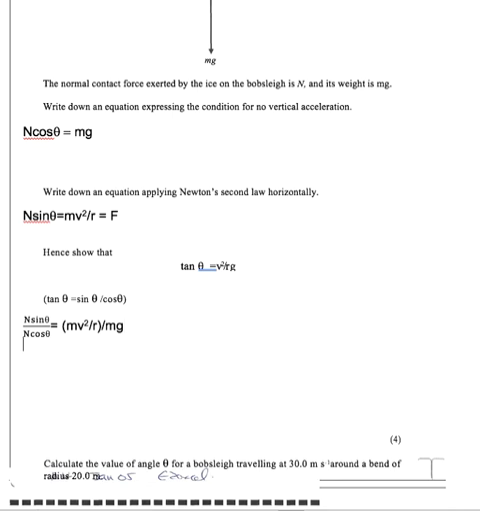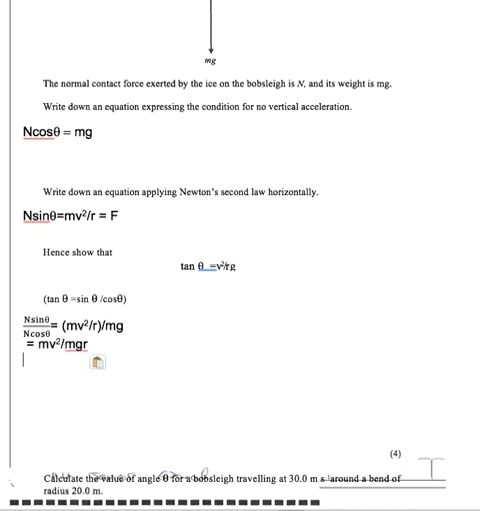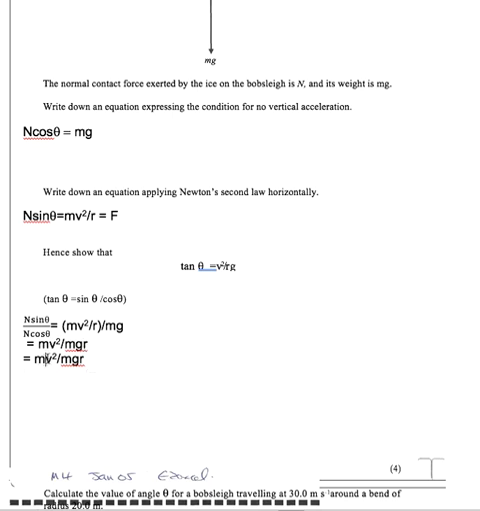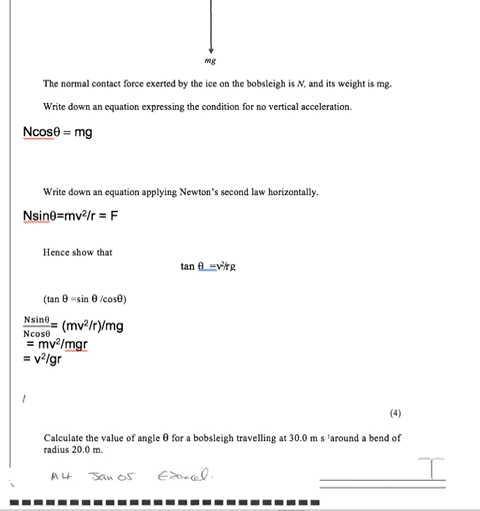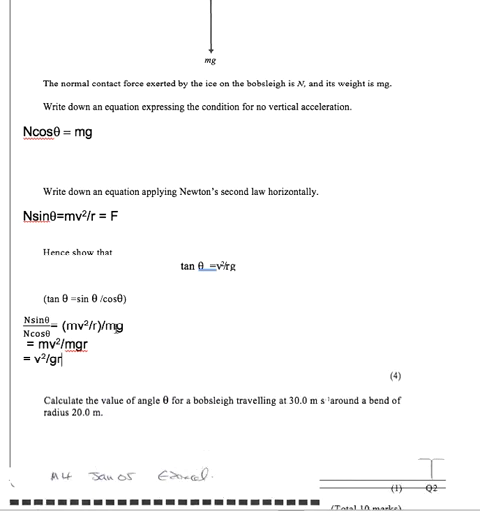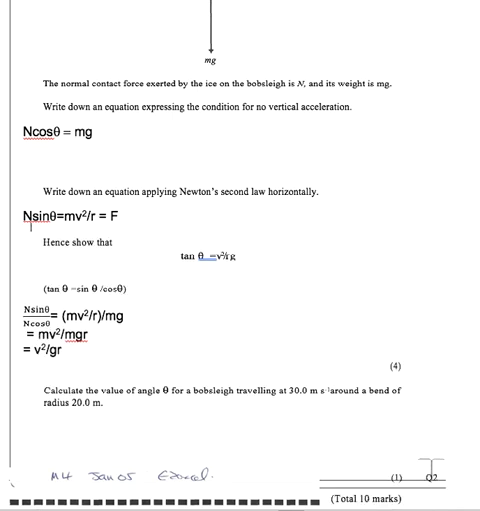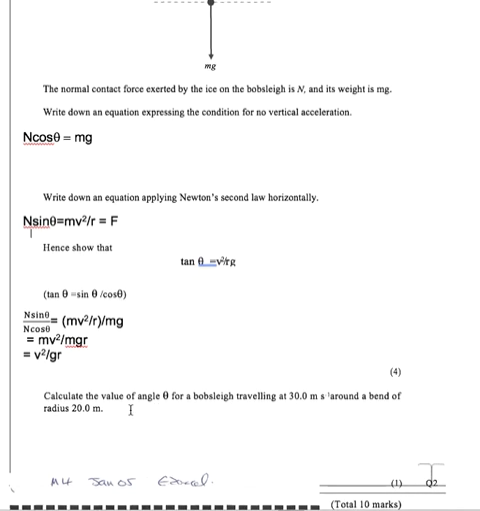Now if I rationalize that expression, I'm going to get mv squared over mgr. And of course, the m's will cancel, which will give us v squared over gr, or v squared over rg. It's the same thing. So we have proven the expression. And then finally it says, calculate the value of theta. Well, that's simply a matter of substituting the numbers in.